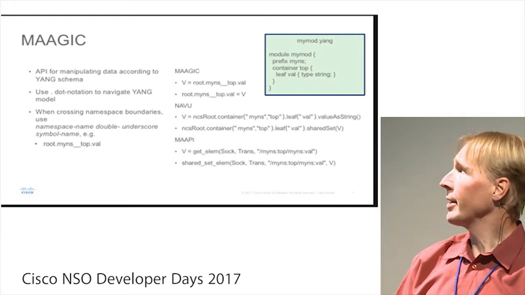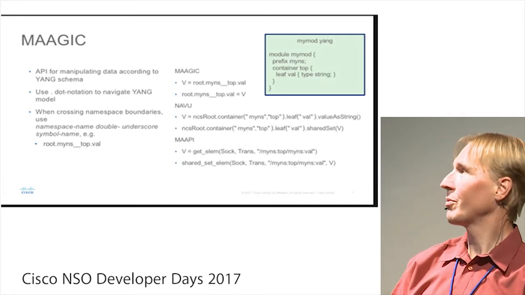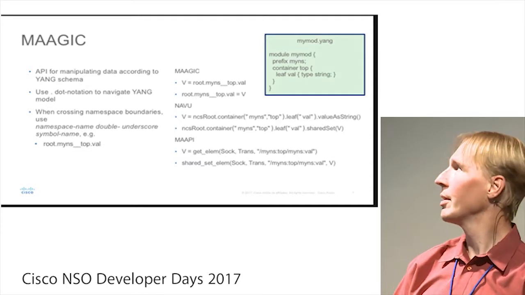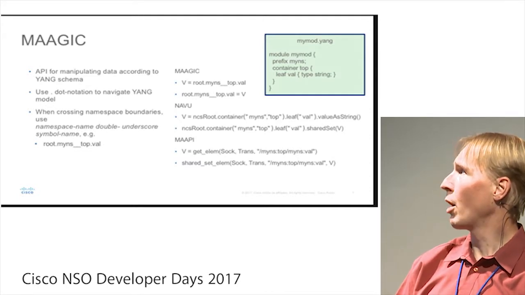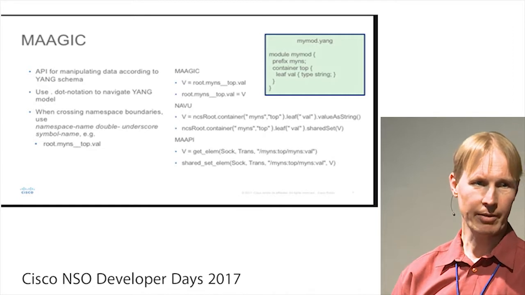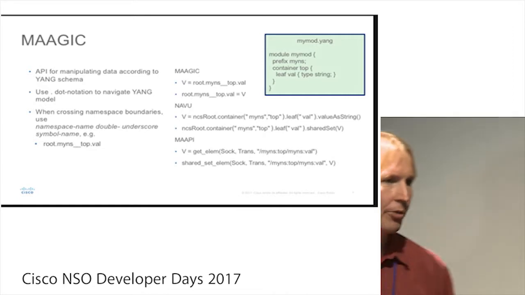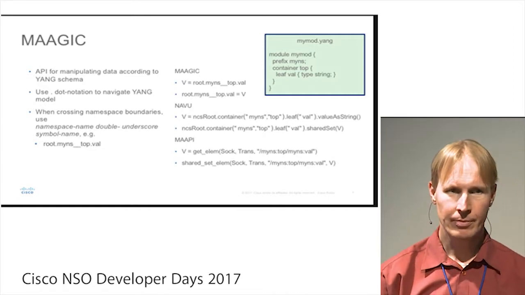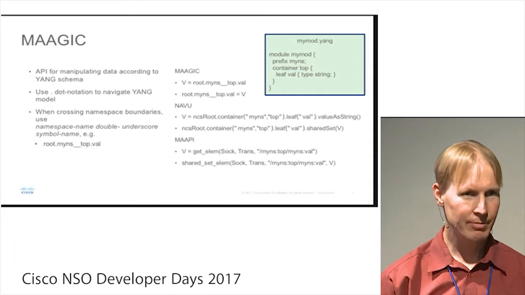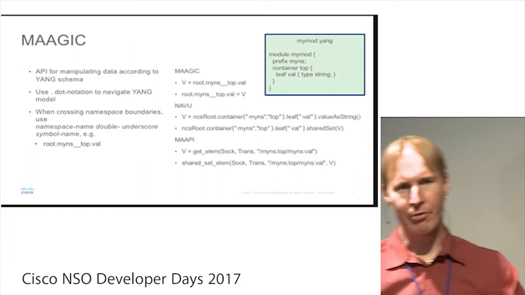And if you want to assign a value to val, well, let's just reverse: root.myns.top.val equals v. That is how you change the contents of your transaction. That make sense? Come on, some feedback, please.